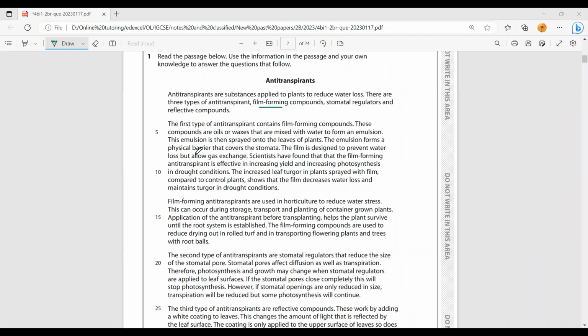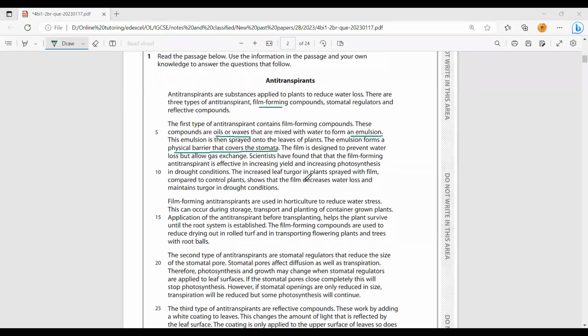تمام. These compounds are oils or waxes that are mixed with water to form an emulsion. This emulsion is then sprayed onto the leaves of plants. The emulsions form a physical barrier that covers the stomata. The film is designed to prevent water loss but allow gas exchange. يعني it's just for the water loss, لكن the gas exchange goes normal.